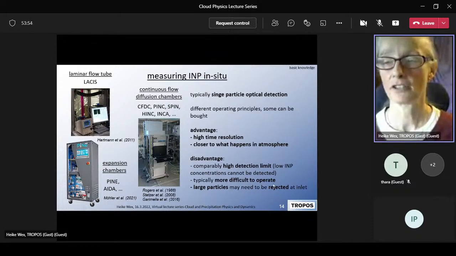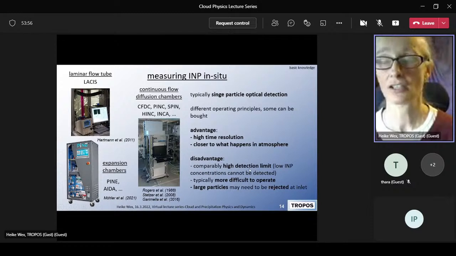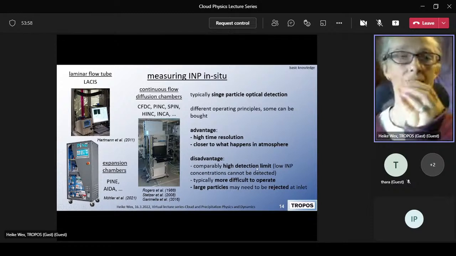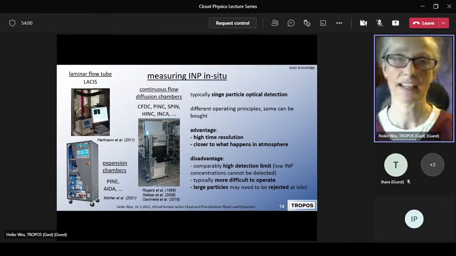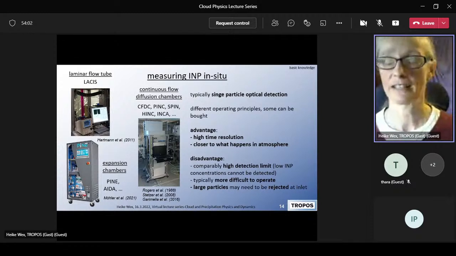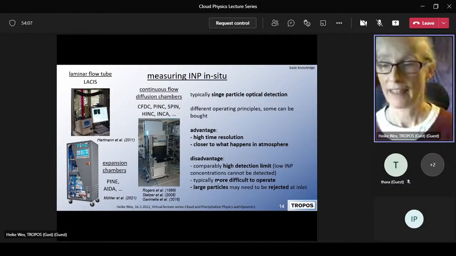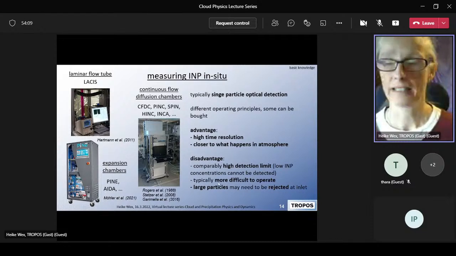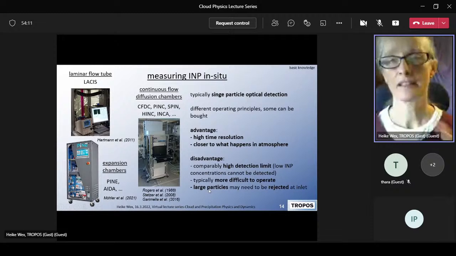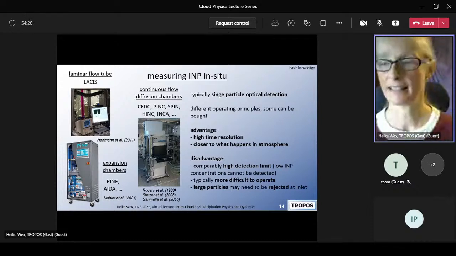They have disadvantages too, because they have high detection limit. A single ice crystal or particle doesn't scatter much light. So it's really difficult to measure enough. And also the amount of air you drag through there is limited. And they are more difficult to operate. And for large particles, because they usually discriminate or detect ice by the size of what comes out of them, they already cut off large particles at the entrance. And that could be a disadvantage in some cases.